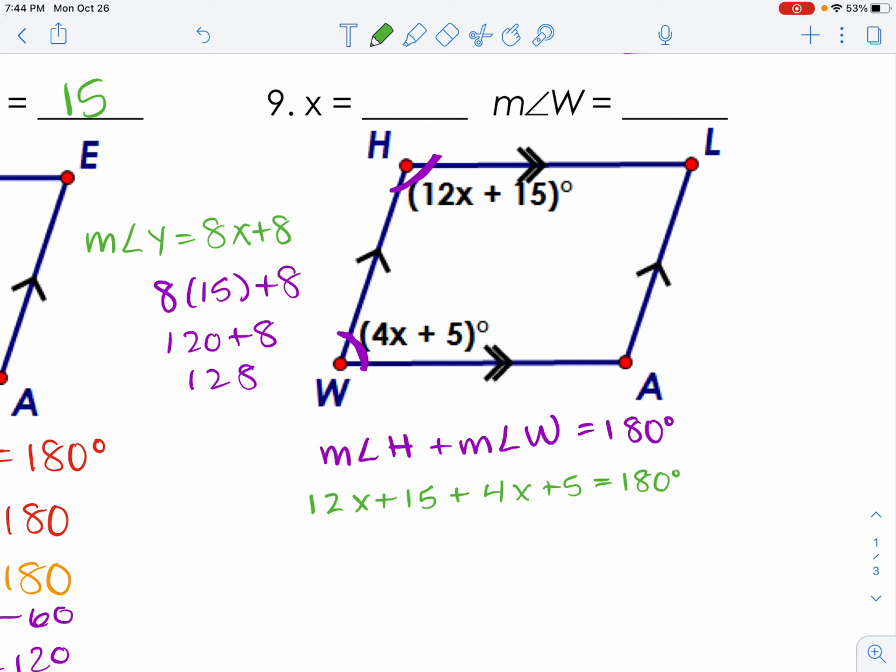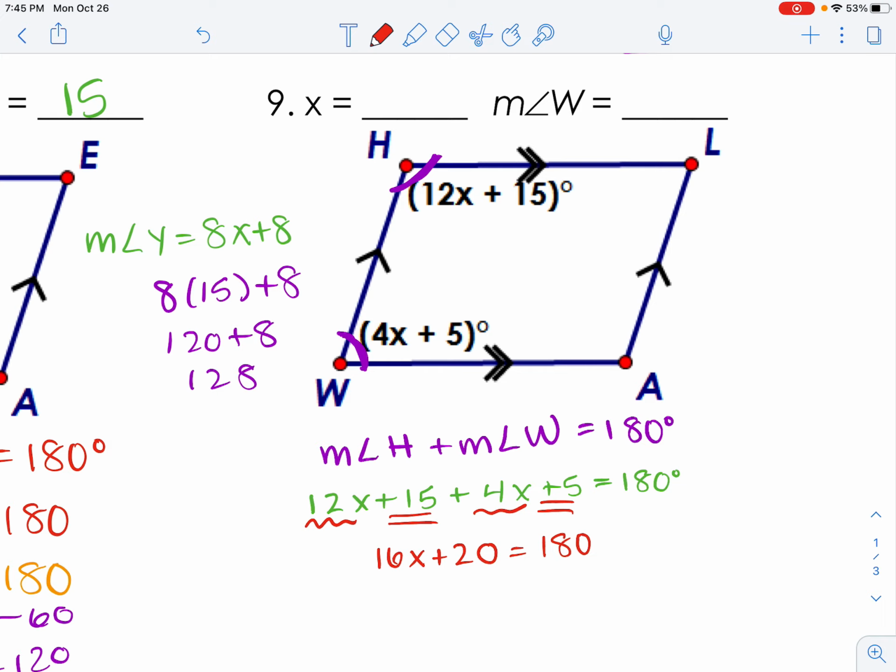Now I want to combine like terms. Notice I have two x terms. We have a 12x and a 4x. So to combine those, I'm just going to add 12 plus 4, and I get 16x. The next like terms we have are the numbers. I have a positive 15 and a positive 5. When I add those together, I get positive 20. And that's equal to 180 still.